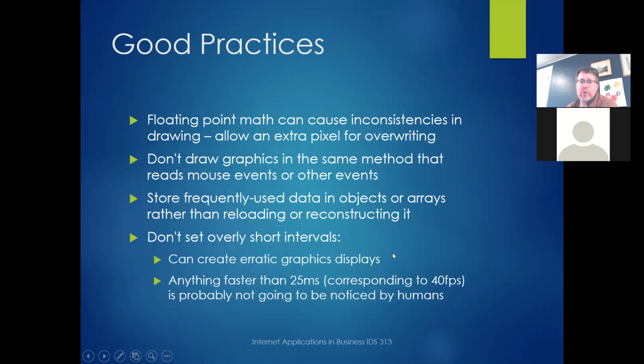Last, don't set overly short intervals, right? Don't do something crazy like try to do a bunch of graphics and then have a 1 millisecond refresh interval. That can cause your graphics to be very erratic. And really anything faster than 25 milliseconds, which corresponds to 40 frames per second, probably is not going to be noticed by humans. So the typical upper limit of what humans can notice is something like 25, 30 frames a second. Anything more than that, it's going to look smooth, but the humans aren't really going to notice the difference, and you may be putting load on your machine and having it be a little too choppy when the game gets busy. Okay.